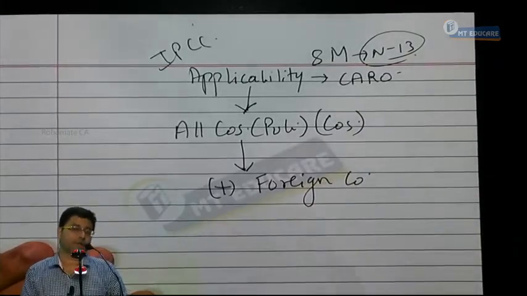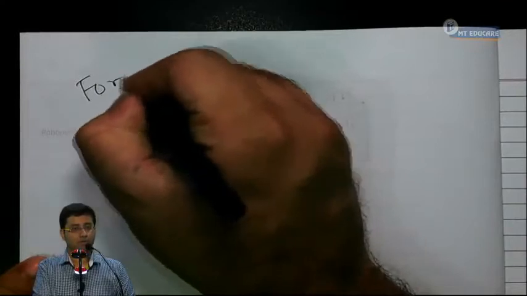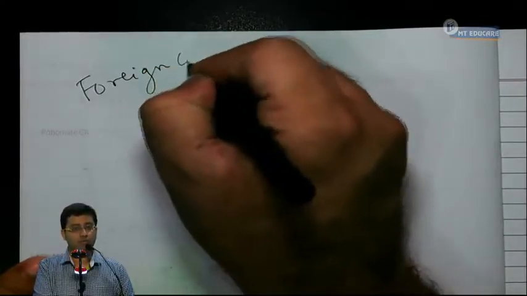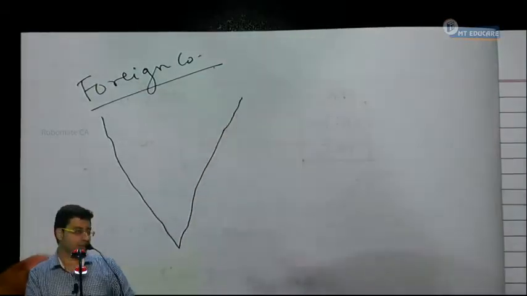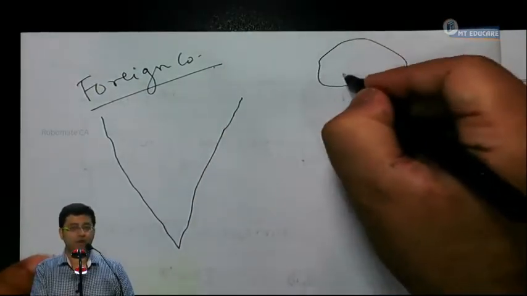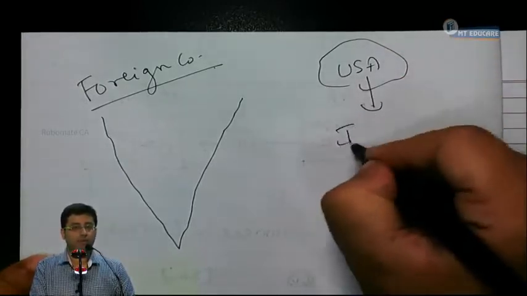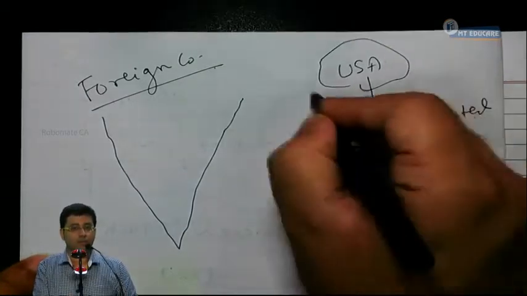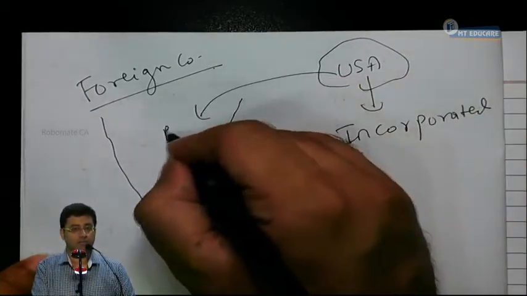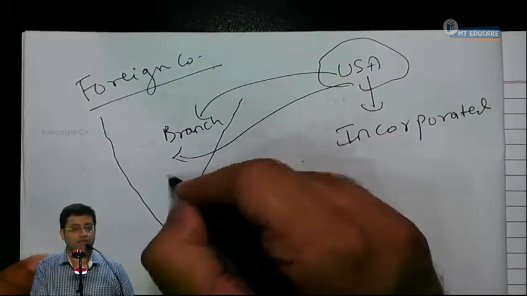Now, sir, can you please explain all these things? What is a foreign company? What is a public company? Let us start with a foreign company first. If I have to understand what a foreign company is, it is very simple. Suppose a company is incorporated in USA, but in India it has a branch, or in India it has an office.